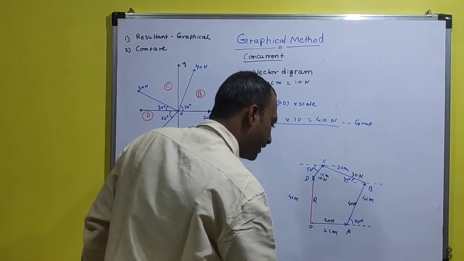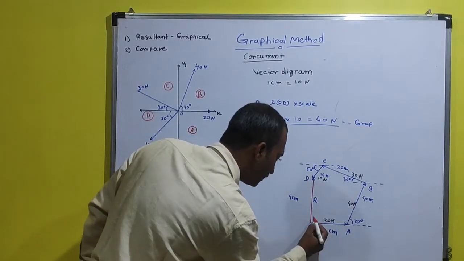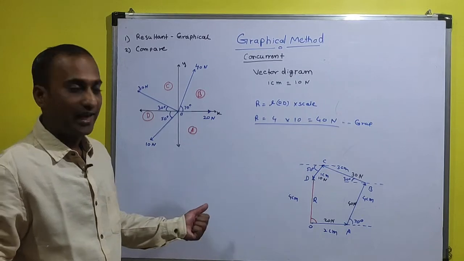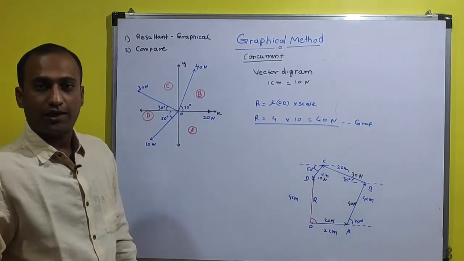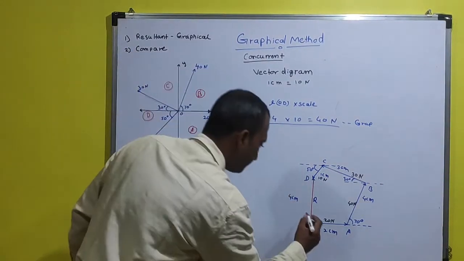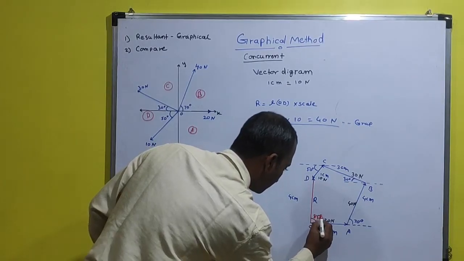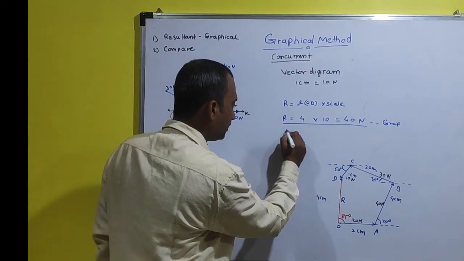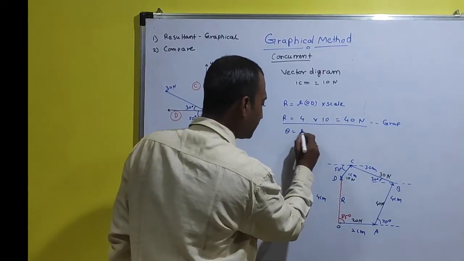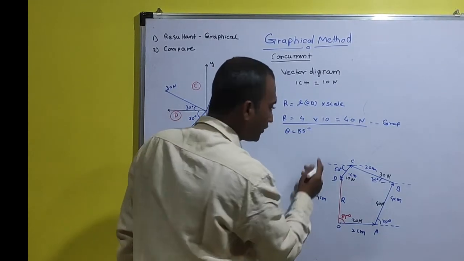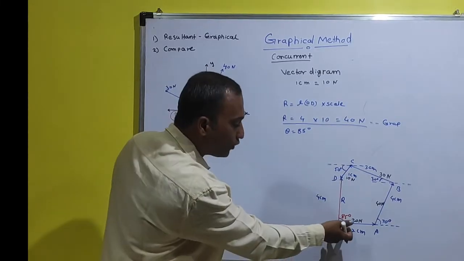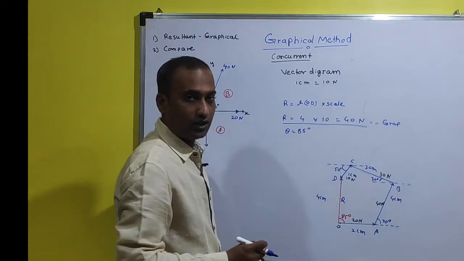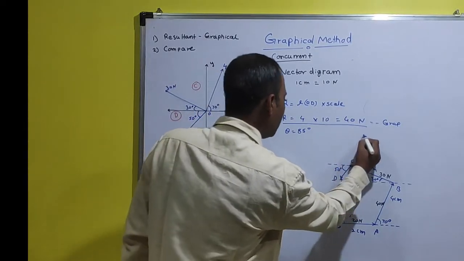Similarly, we can find out the angle over here. So let's consider this angle, it is 85 degree. Then the angle for this resultant will be 85 degree by graphical method. So here we have to actually calculate what is the angle of this resultant with this horizontal. So it will be 85 degree.